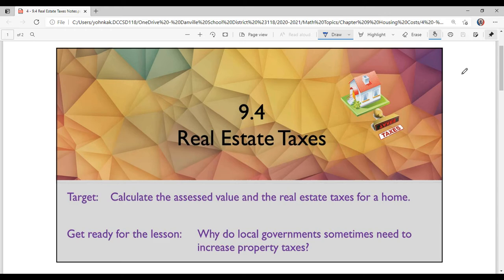So if roads need to be fixed, if schools need to be updated, if things need to happen around the community, that's where your property taxes come in. And so when you live in a town, all of the money for your property taxes goes back to the town. So if things need to be done around town, that's where your property taxes come from.